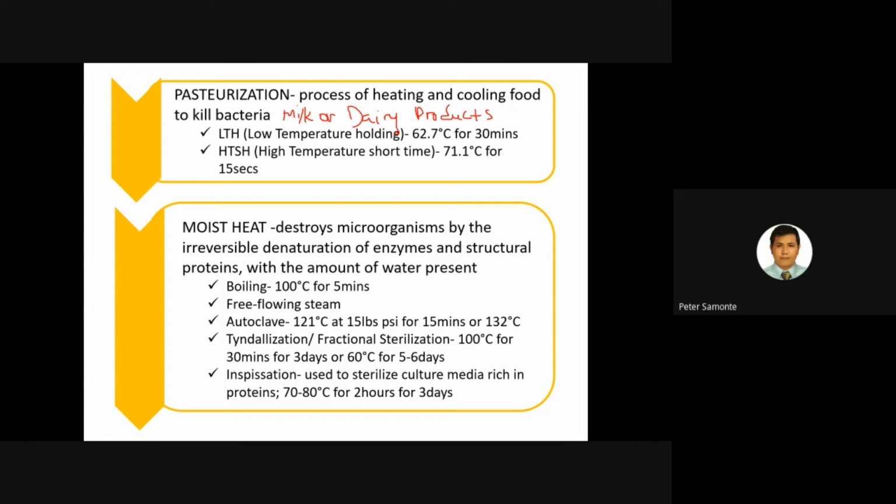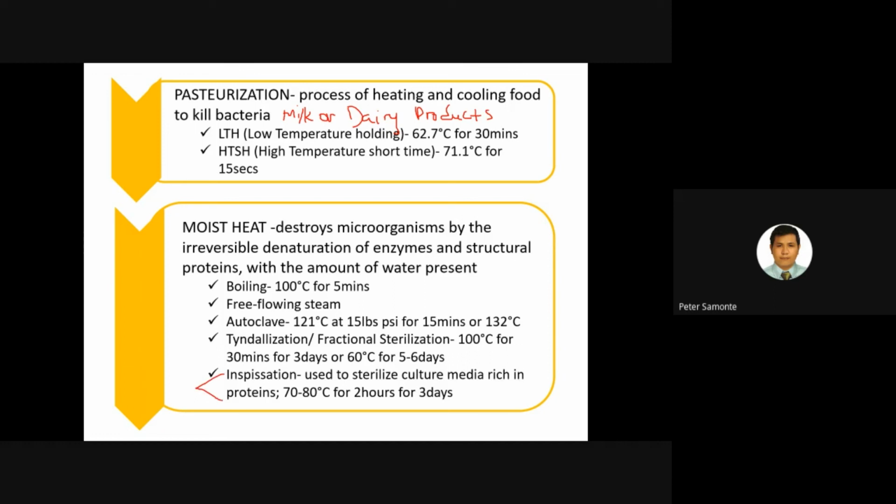So, autoclave, class, you would encounter this a lot in your micro. This is done at 121 degrees centigrade at 15 pounds PSI for 15 minutes, or 132 degrees centigrade. Then there is tyndallization or fractional sterilization: 100 degrees for 30 minutes for 3 days, or 60 degrees centigrade for 5 to 6 days. This sterilization, class, takes so long. I haven't tried it yet, but this autoclave, we have tried. You will encounter this.